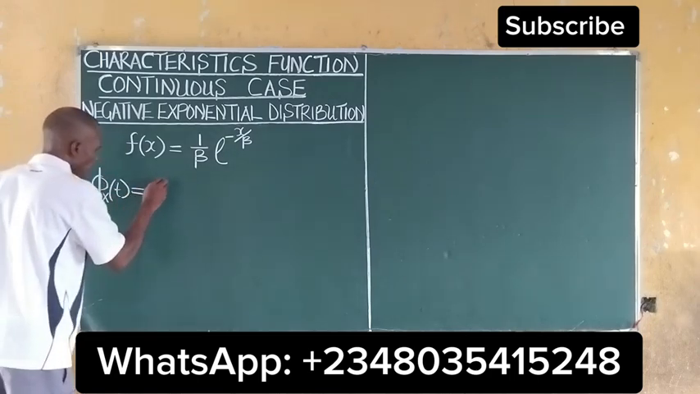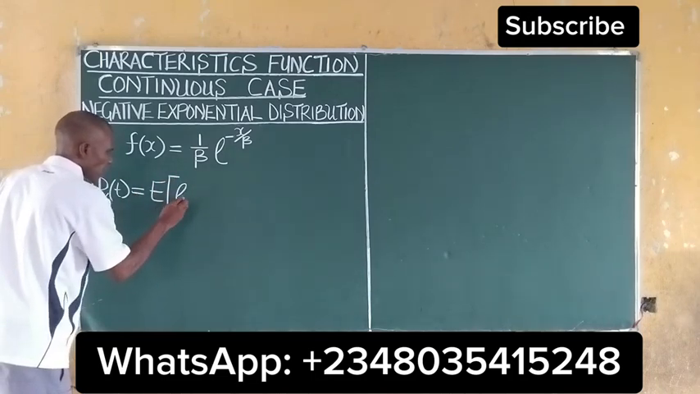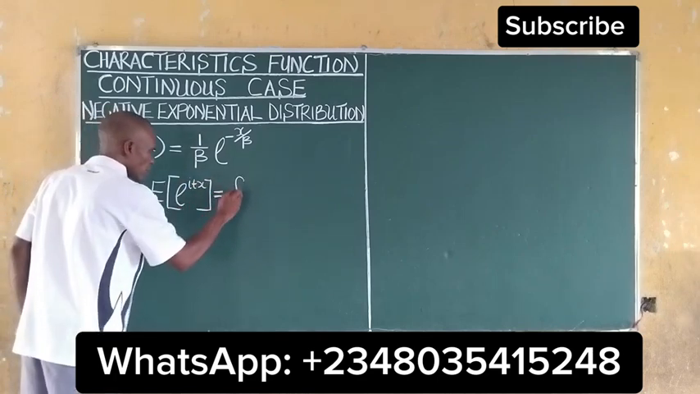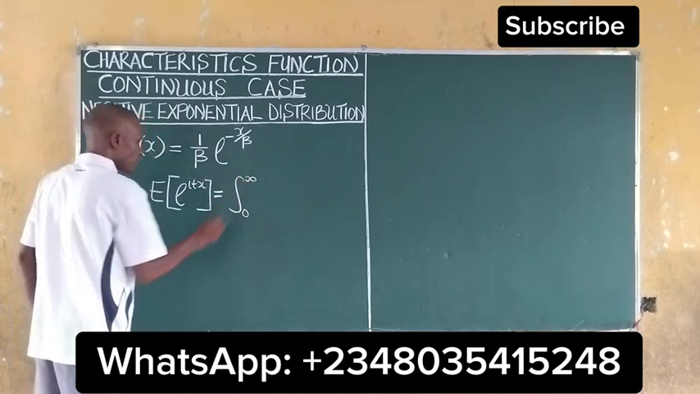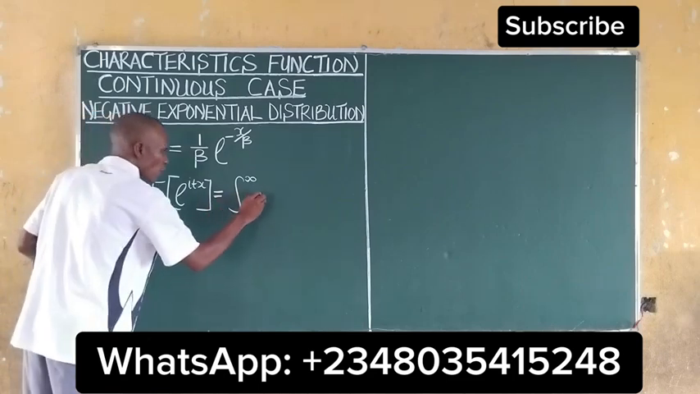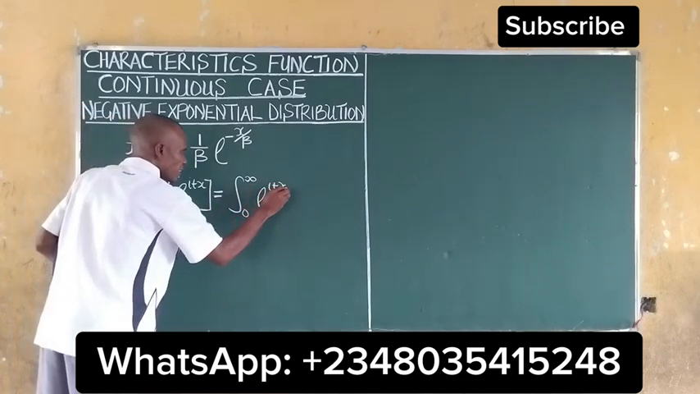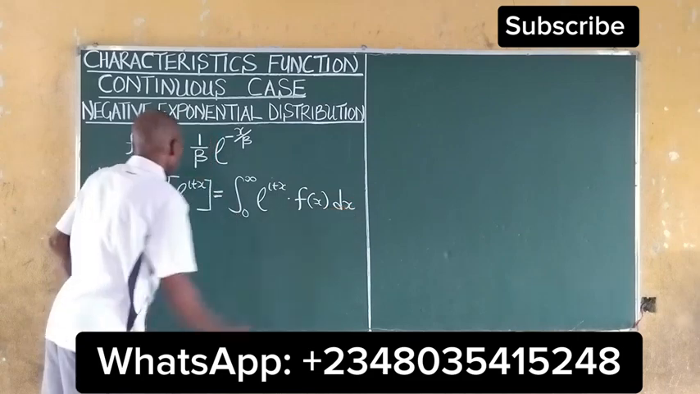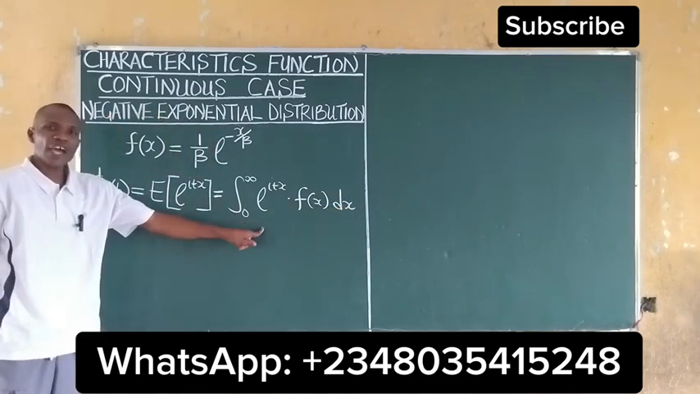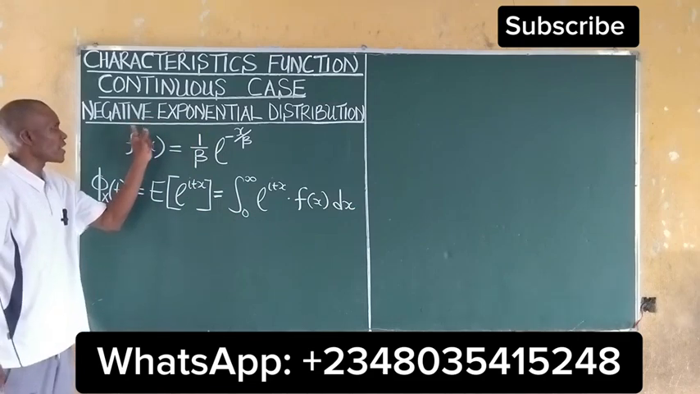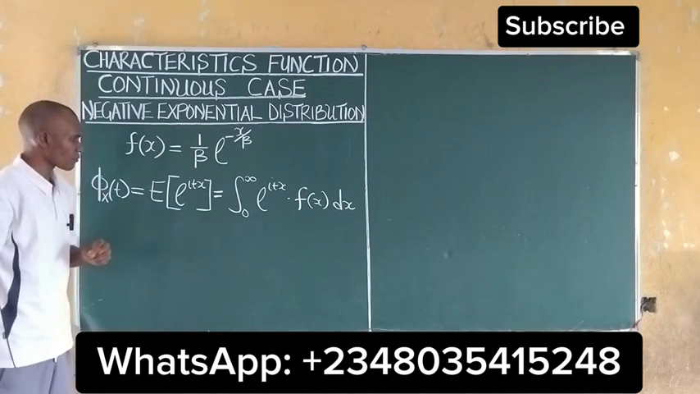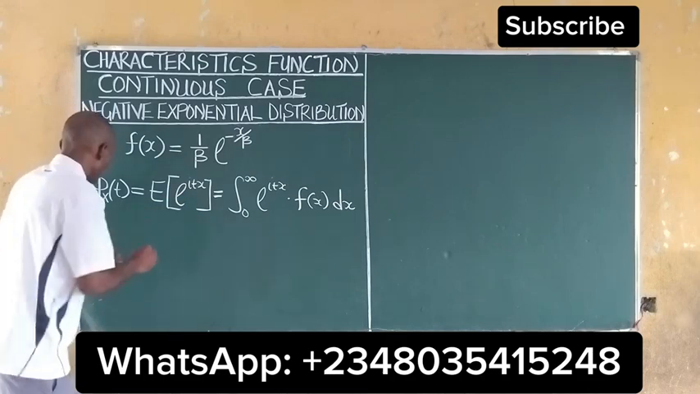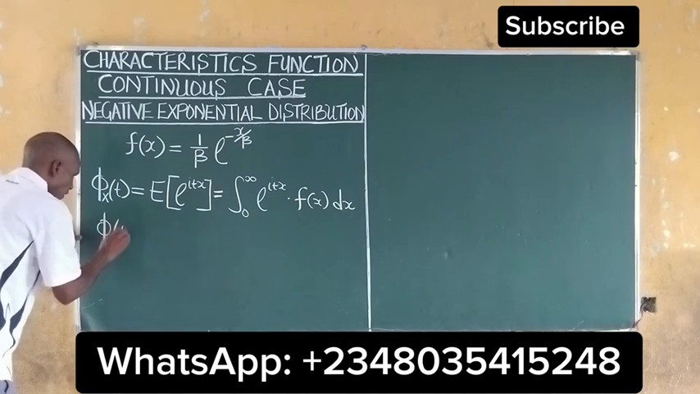We note that the characteristic function is the expectation of e^(itX), which is equal to the integral from 0 to infinity of e^(itx) multiplied by f(x) dx. So this is what we use in deriving the characteristic function for the negative exponential distribution. The i here means the imaginary unit. So the next thing to do is to write our characteristic function.